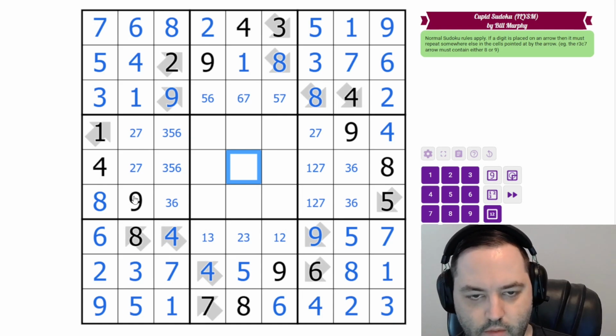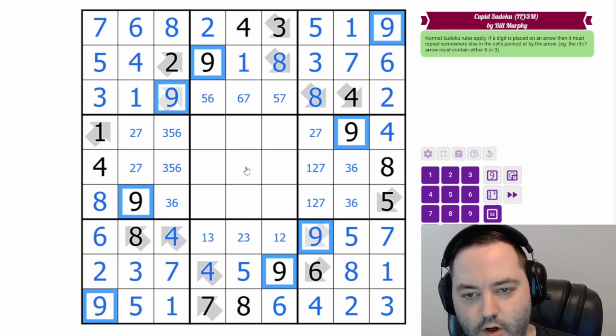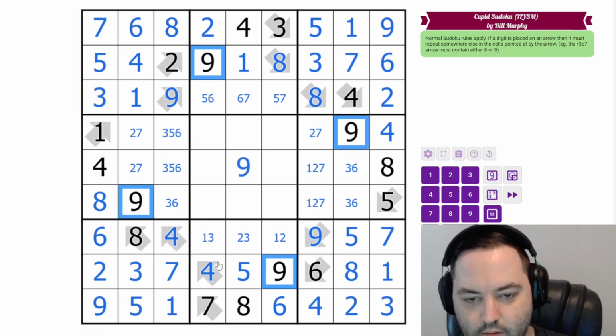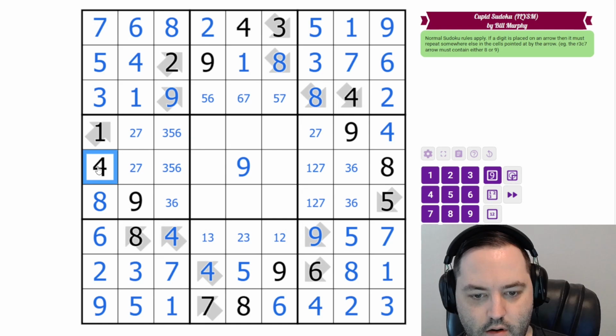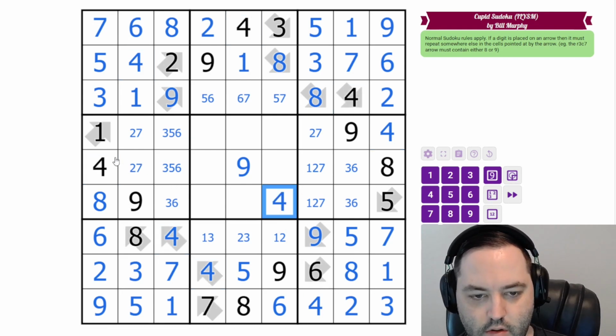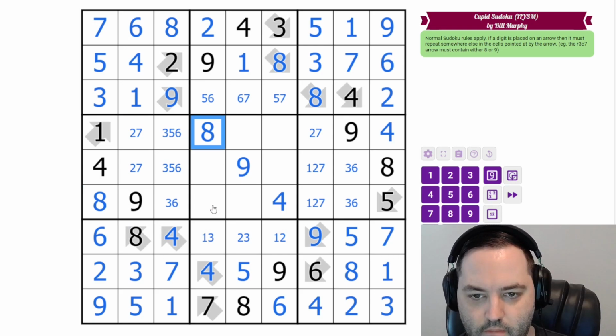Maybe I'm missing something, but we can look into the central box, and we have all of our 9s except for 1. This is the only place for 9. And in fact, we could have placed that 9 from the very beginning because of these givens. We have a lot of 4s looking in, so our last 4 must go here in the central box. And 8 is also resolved here.